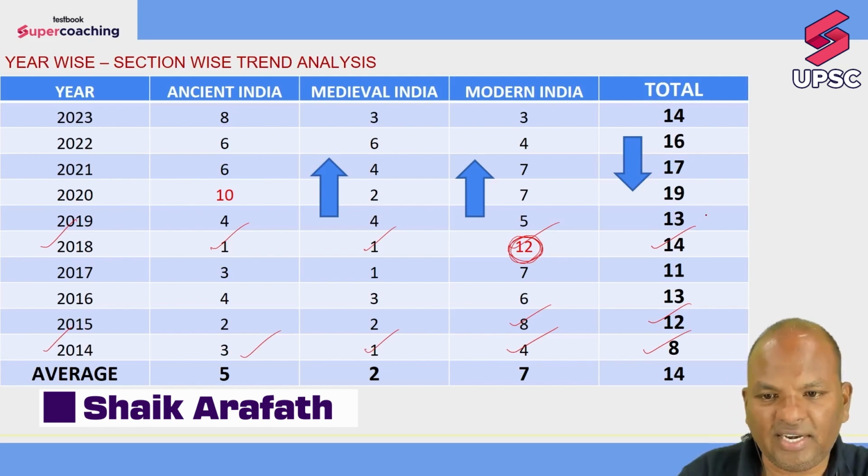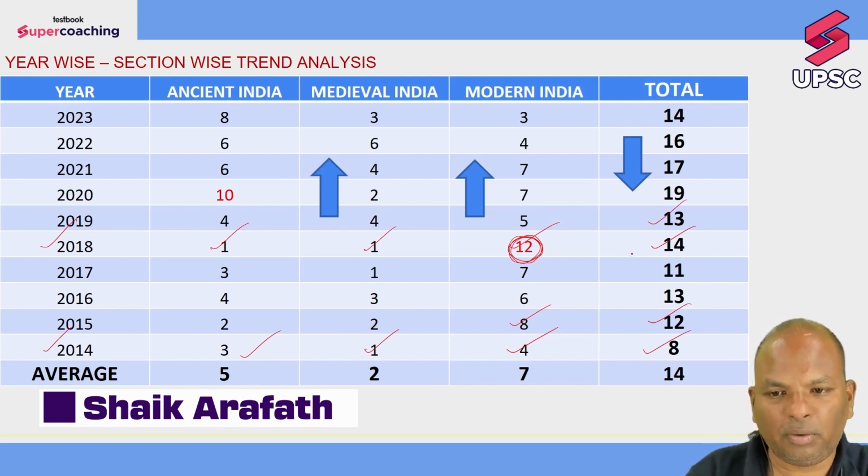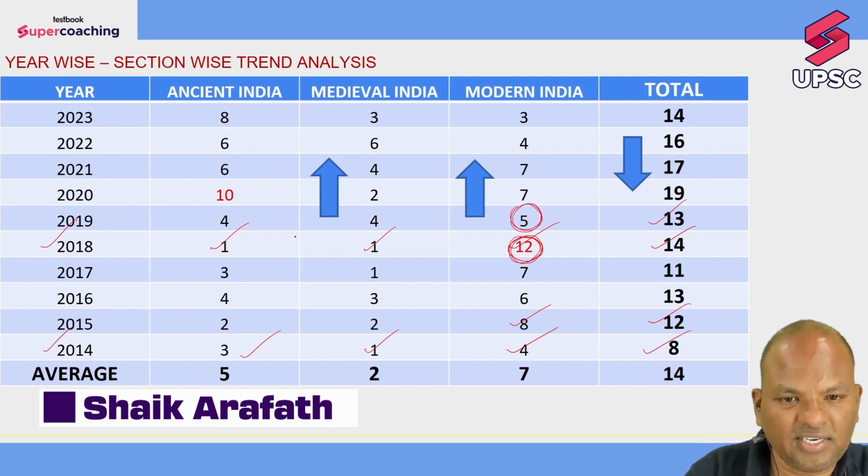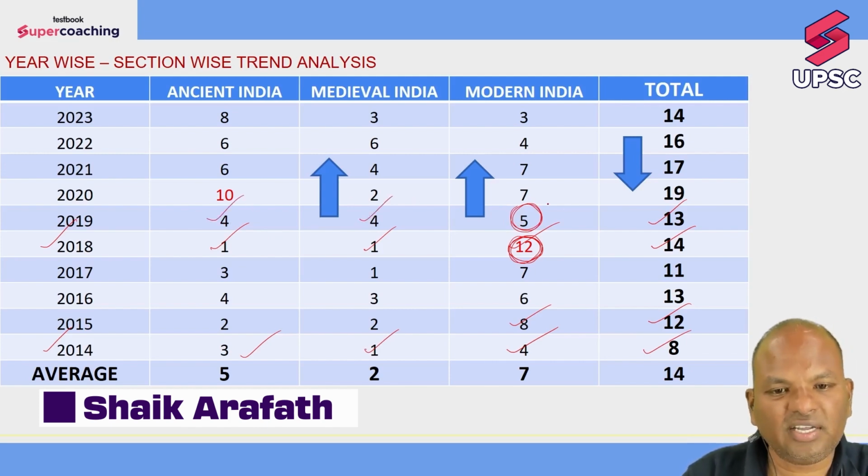So in 2019, 13 questions came from history, of which modern India accounted for only 5 questions. From ancient Indian history, 4 questions were asked, and from medieval Indian history, 4 questions were asked. So a majority of the questions were from ancient and medieval Indian history in 2019.